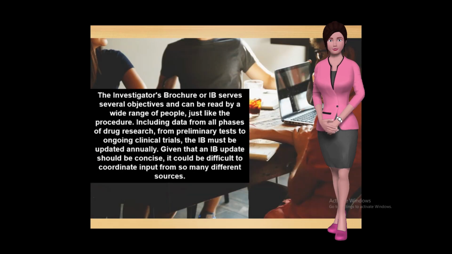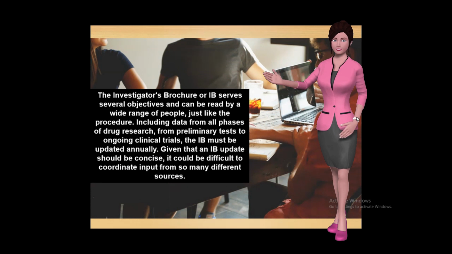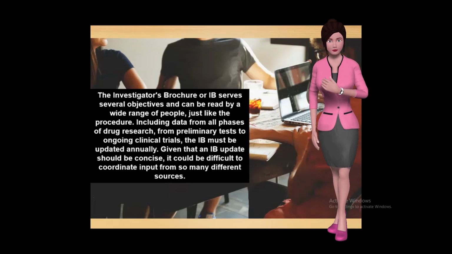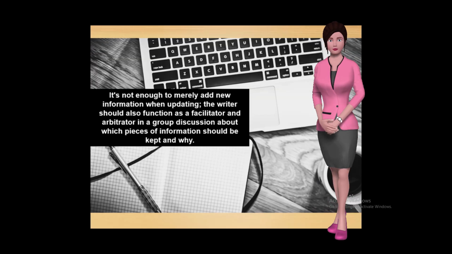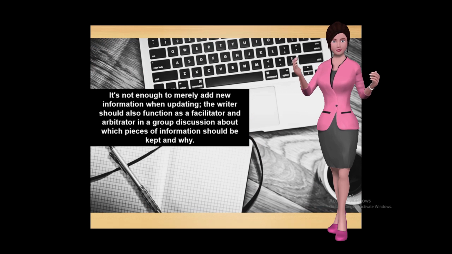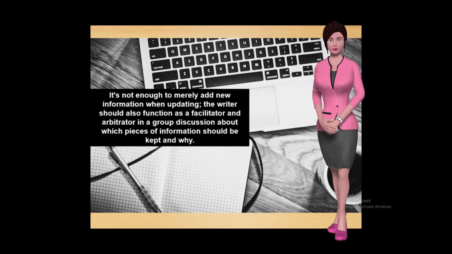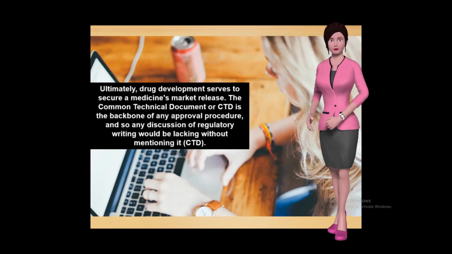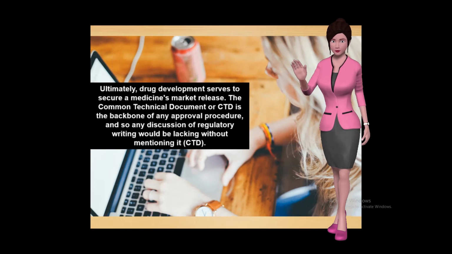The investigator's brochure or IB serves several objectives and can be read by a wide range of people, just like the protocol. Including data from all phases of drug research, from preliminary tests to ongoing clinical trials, the IB must be updated annually. Given that an IB update should be concise, it could be difficult to coordinate input from so many different sources. It's not enough to merely add new information when updating. The writer should also function as a facilitator and arbitrator in a group discussion about which pieces of information should be kept and why. Ultimately, drug development serves to secure a medicine's market release.